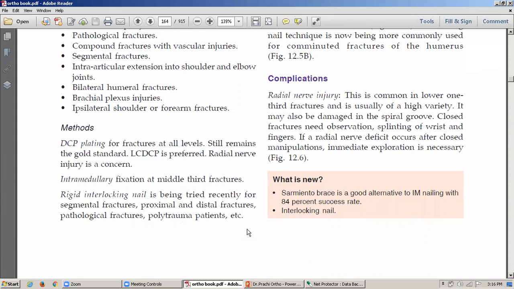So, the methods are DCP plating for the fractures at all the levels and still remain the gold standard. LDC-DCP is preferred where the radial nerve injury is concerned, and intramedullary fixation at the middle third of the fracture. So there is a rigid interlocking nail being tried recently for the segmental fractures, proximal and distal fractures. There are pathological fractures and the polytrauma patient, etc.